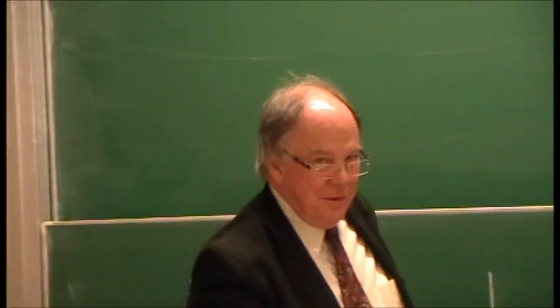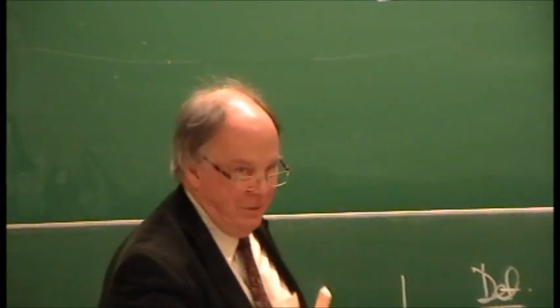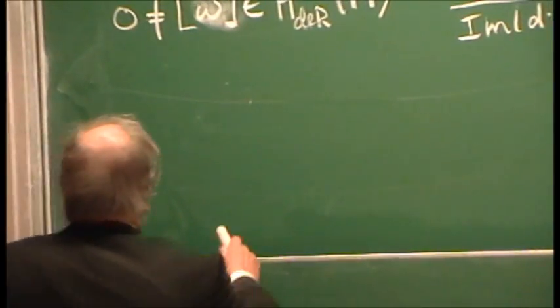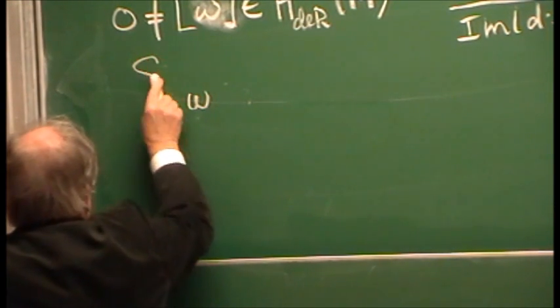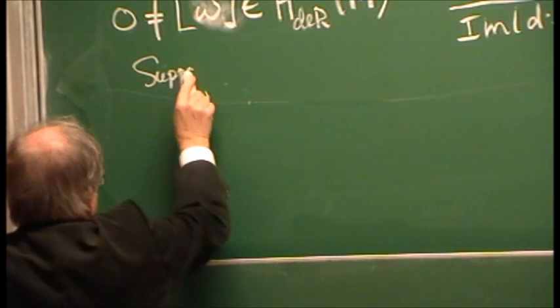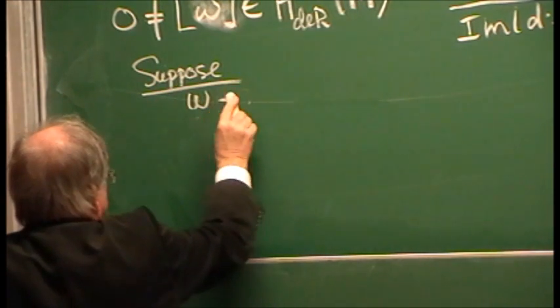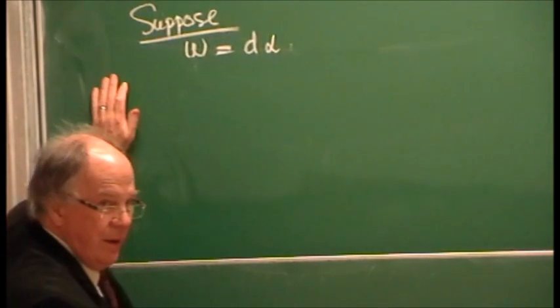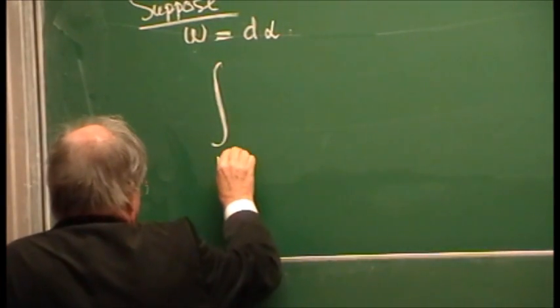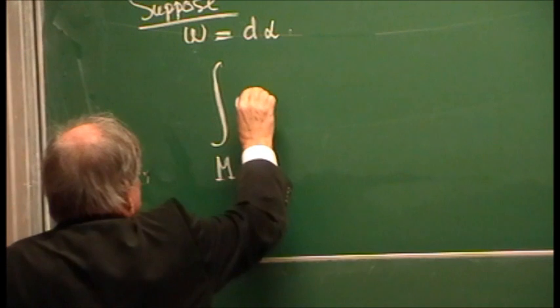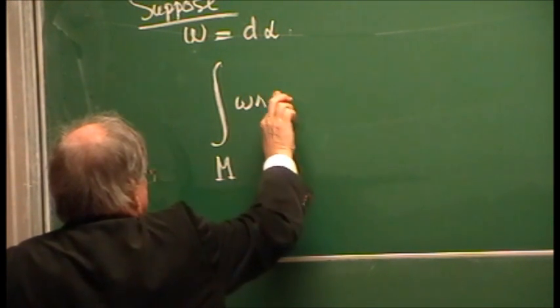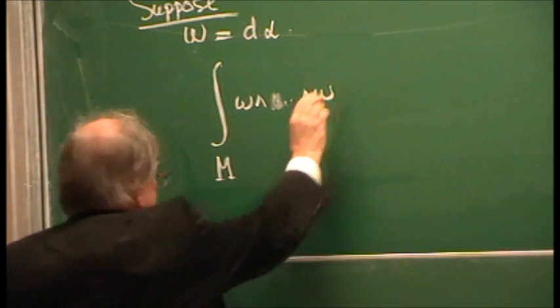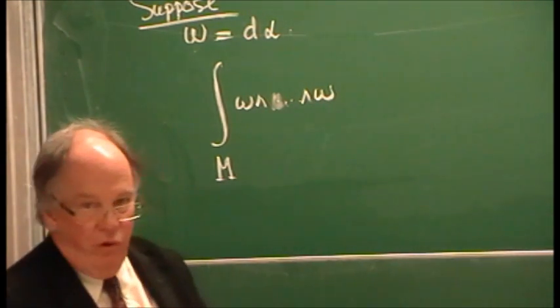Okay, now why is this? Watch this very slowly. Okay. Suppose omega equals d alpha. Okay. Now do something completely insane. Let us look at the integral of omega wedge omega, and so on. So the n-fold wedge product.